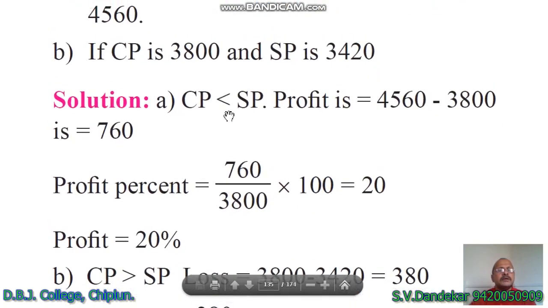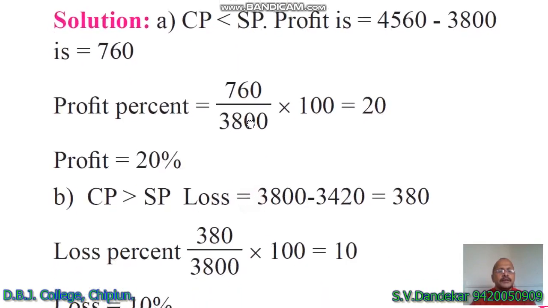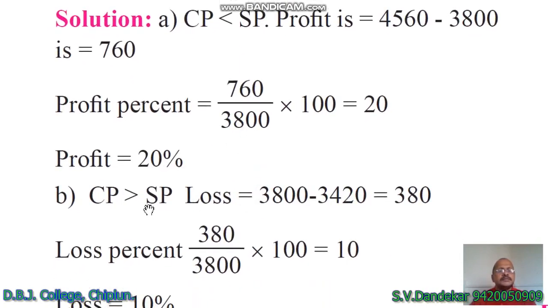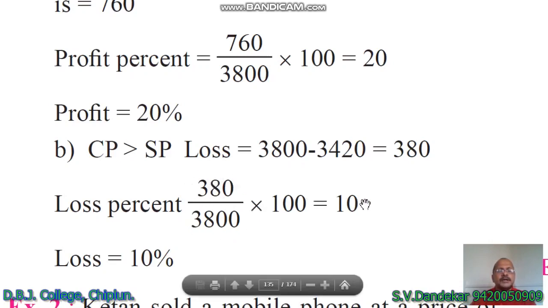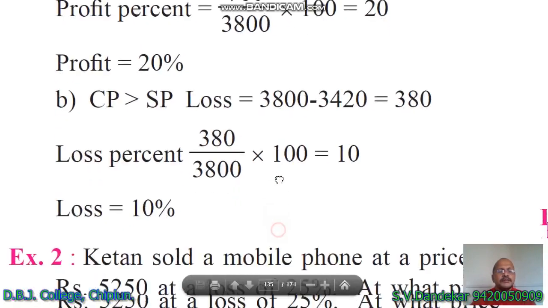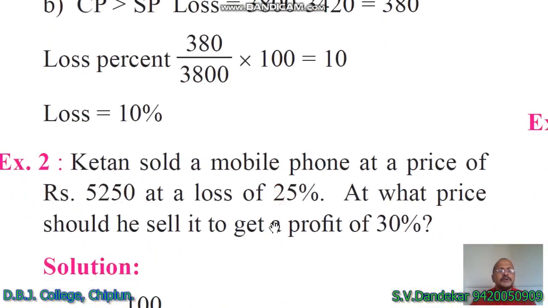Second, cost price is 3800 and selling price is 3420. As the cost price is greater than selling price, loss is equal to CP minus SP, equal to rupees 380. Loss percent is equal to loss divided by CP into 100, it is equal to 10. So loss is 10%.